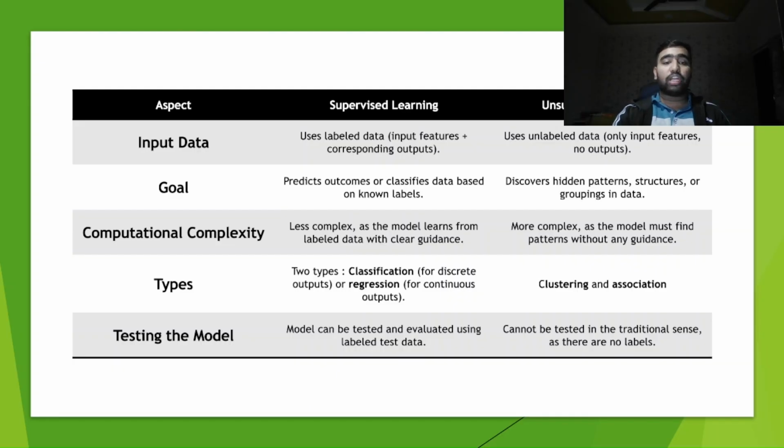For testing the model in supervised learning, we can easily test our models because we already have labeled data. So we have the input and we have the correct output. So we can match the correct output with the predicted output of the model to test our model. Whereas in unsupervised learning, since there is no labeled output, there aren't many testing methods, hence we cannot test the model in the traditional sense, as there are no labels.